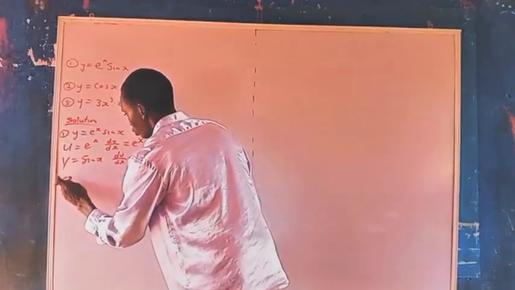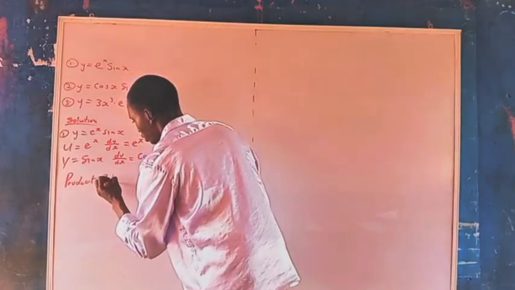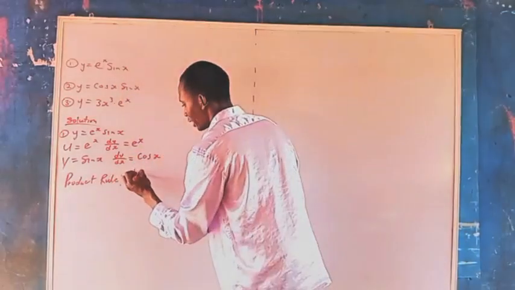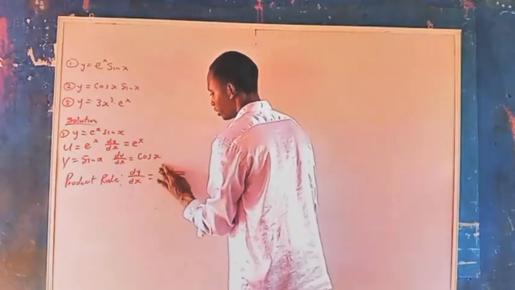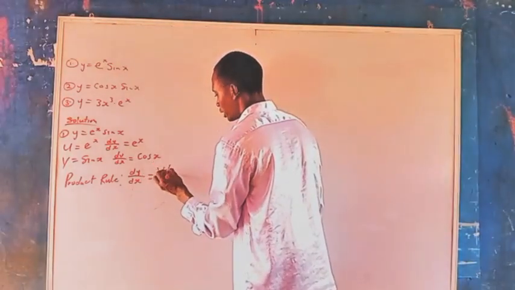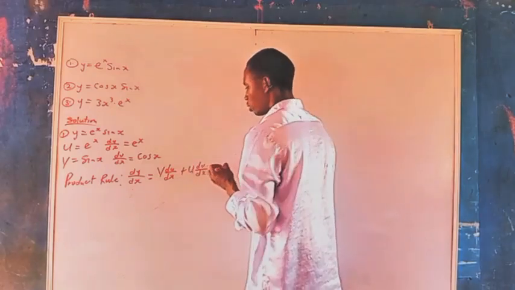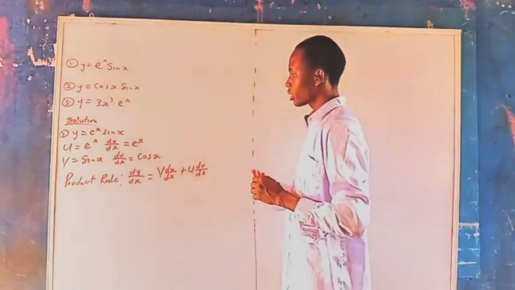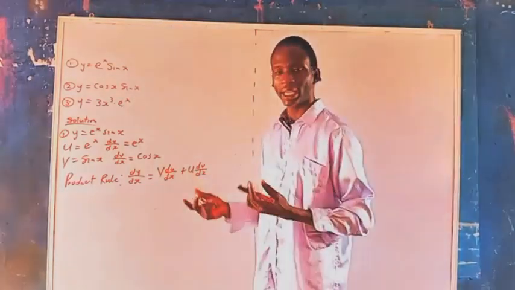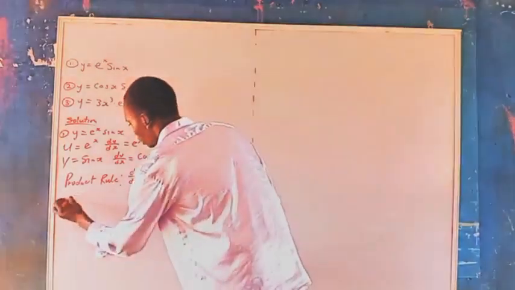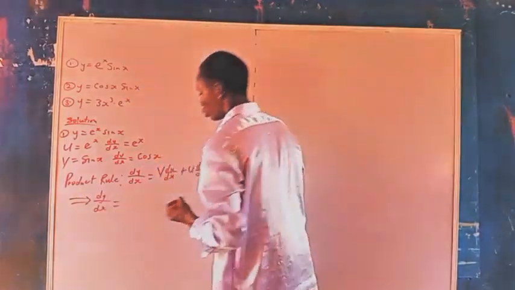Now I'll make use of what I call the product rule, which says dy/dx equals v du/dx plus u dv/dx. All right, this is what we call the product rule. Now, instead of writing all this again, I'll just substitute the values of v du/dx and u dv/dx. So this implies that dy/dx equals, what is v?